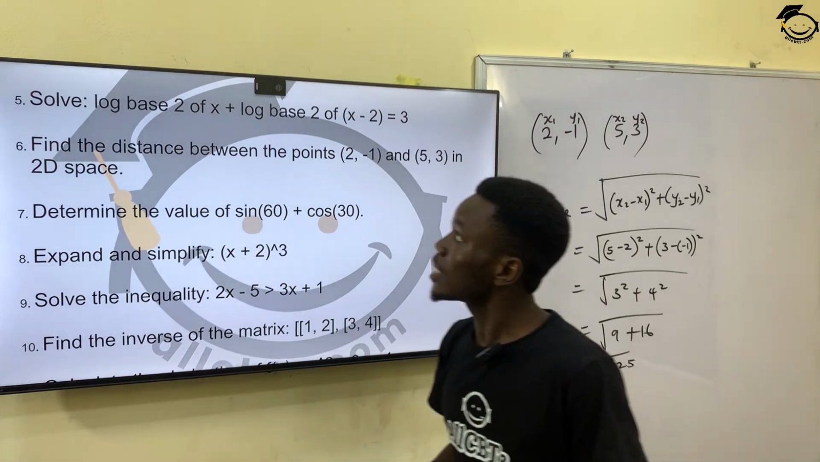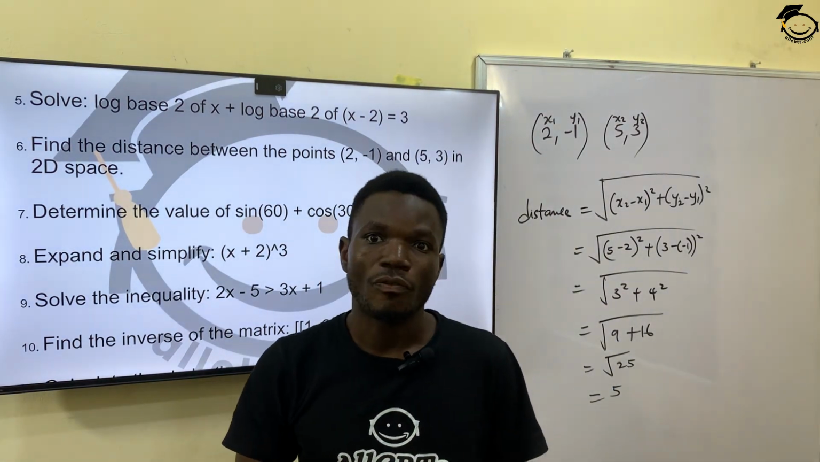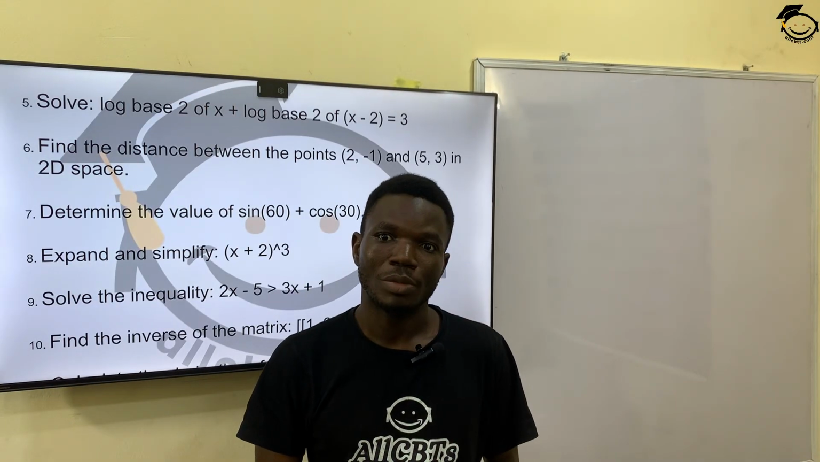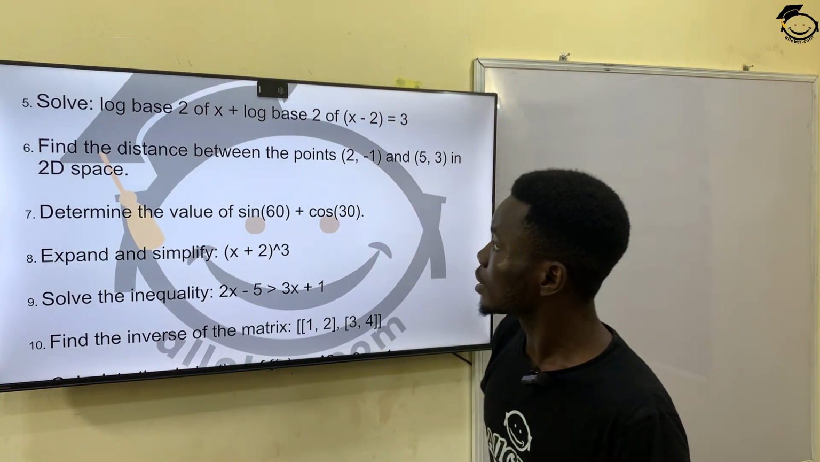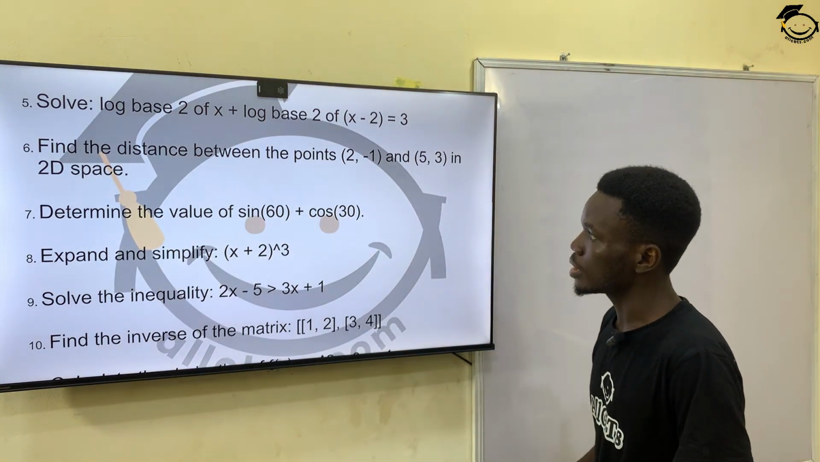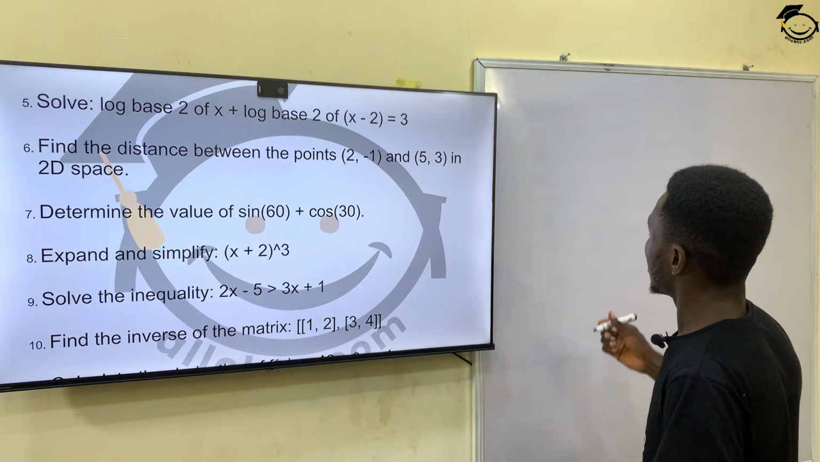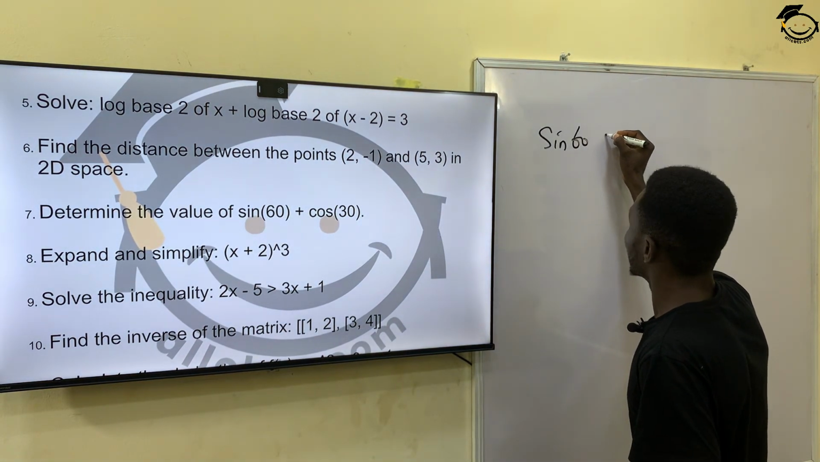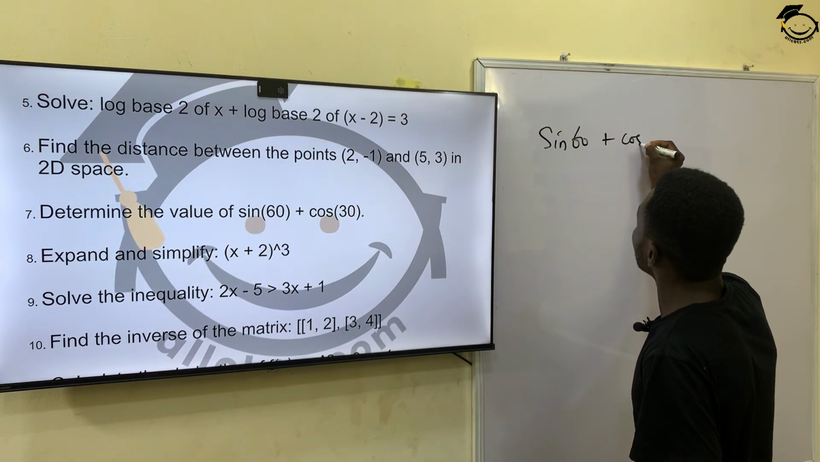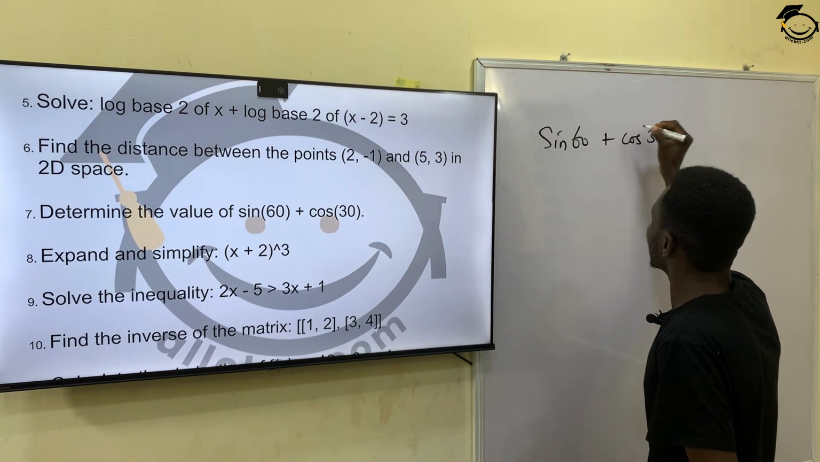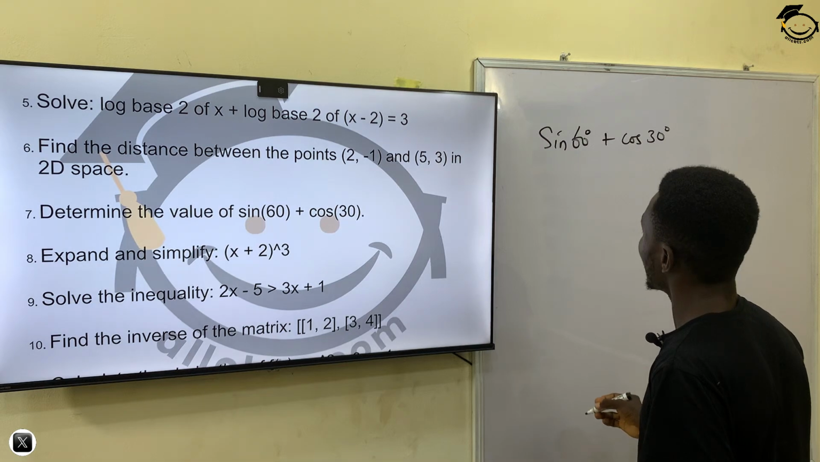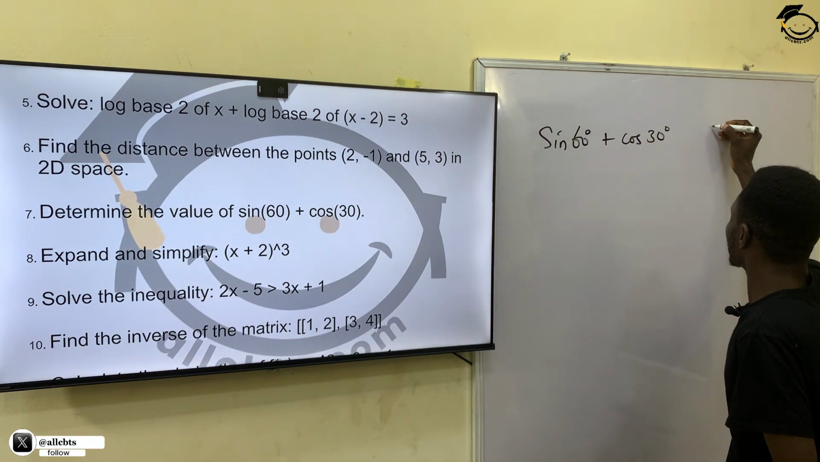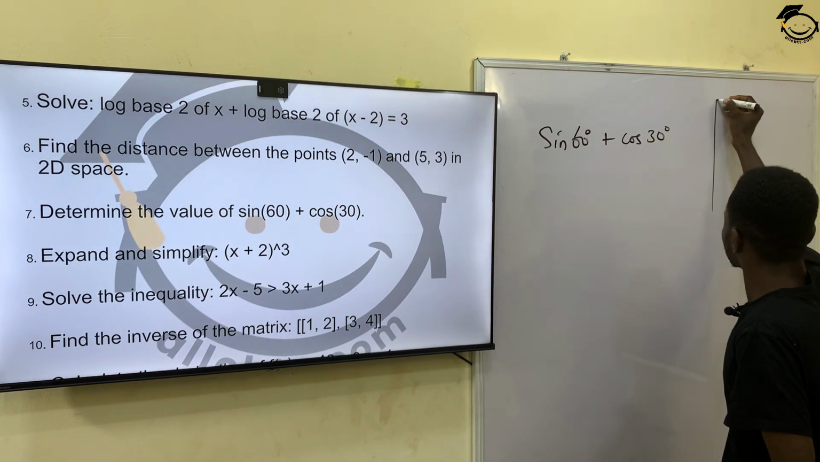It means that the distance between these points is what? 5. That takes us to question number 7, which says, determine the value of sine 60 and cos 30. Now, we have to find sine 60 and cos 30. So we are looking for sine 60 degrees and cos 30 degrees. So all you have to do is what? Consider this triangle.